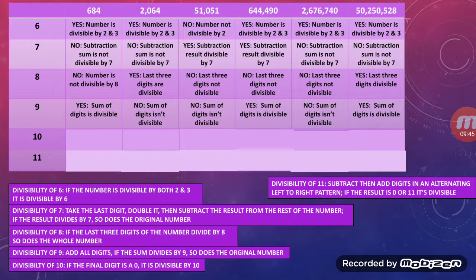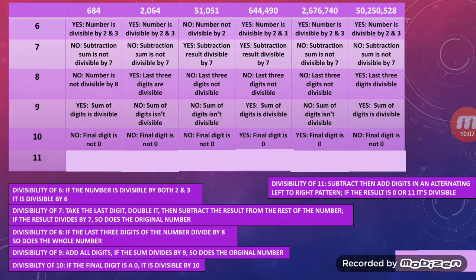Now, the divisibility of 10 rule is exactly as the divisibility of 5. If the final digit is a 0, it is divisible by 10, as counting by tens will almost always, if not always, end in a 0. So, looking at our example numbers, we see which ones end in a 0 and which ones do not. Therefore, we know which ones will divide by 10.